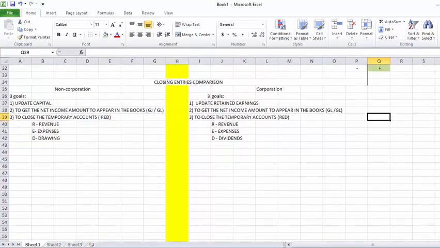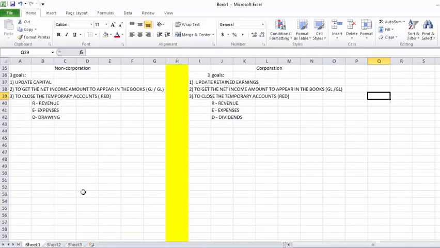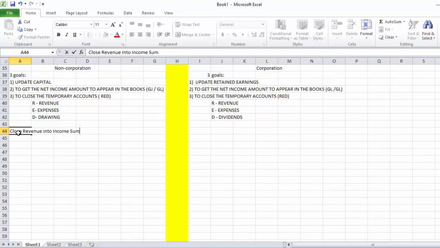Now that we've established the goals, let's go ahead and do this. So the first closing entry is to close our revenue account into income summary. The first two closing entries are actually identical under the two systems. So remember, revenue carries a credit balance. It's an LCR account. So in order to close it, we've got to debit it.